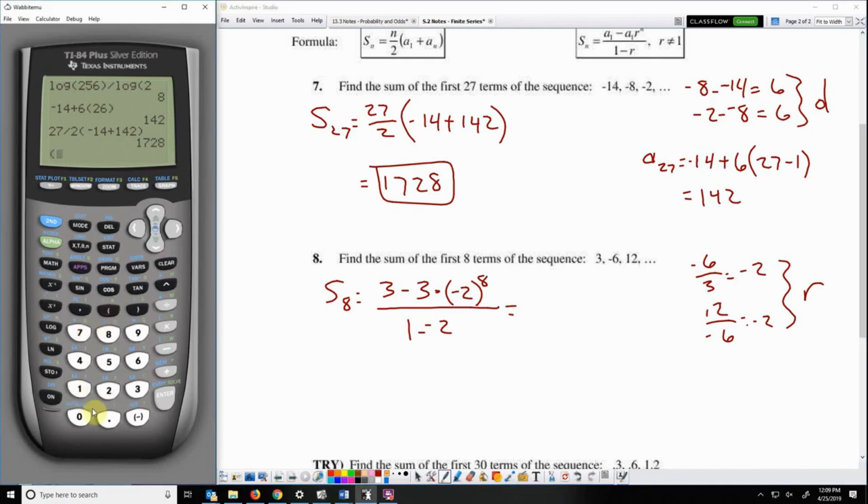Okay, so I'm going to put my numerator in parentheses, 3 minus 3 times negative 2 to the 8th power. I'll close the parentheses on that numerator, divided by 1 minus negative 2, that is 3. Negative 255 is the sum of the first 8 terms of that sequence.